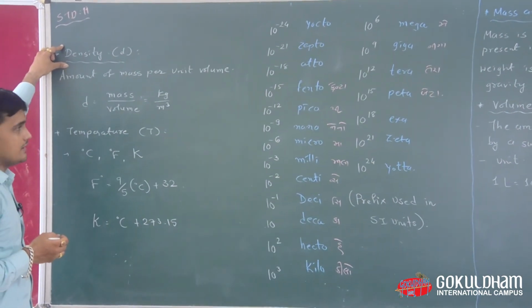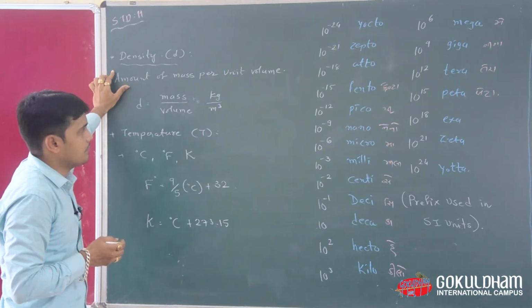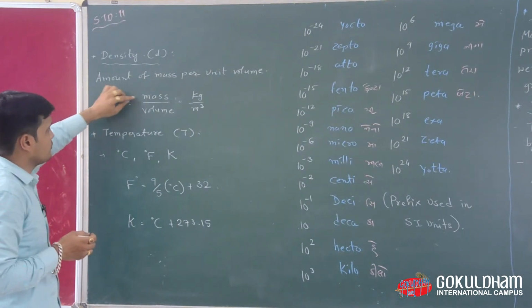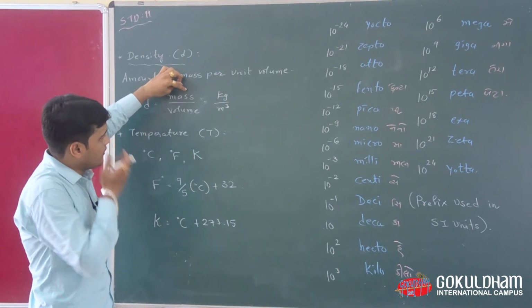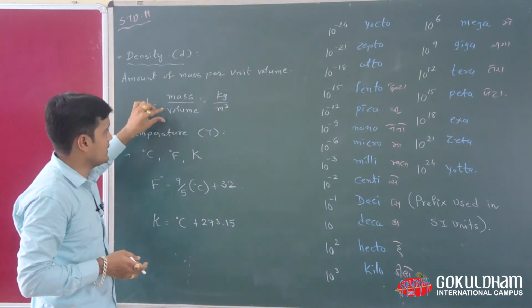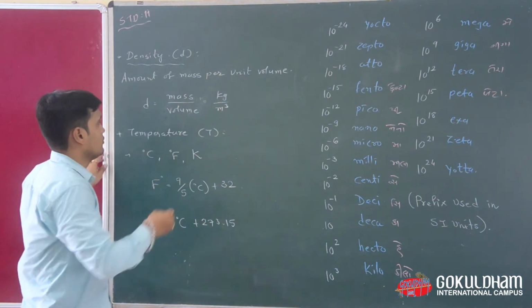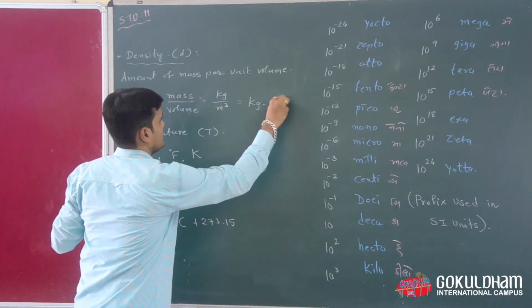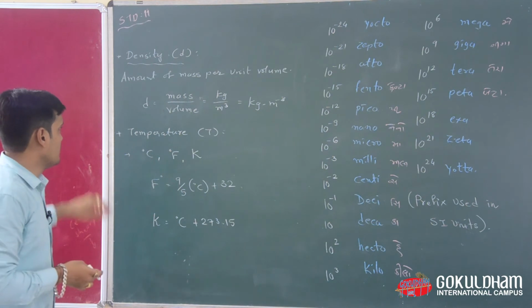After volume, there is density. Density is defined as the amount of mass per unit volume. So the equation of density is mass by volume. The SI unit for mass is kilogram and the unit of volume is meter cube. So the density unit is kg m raised to minus 3.